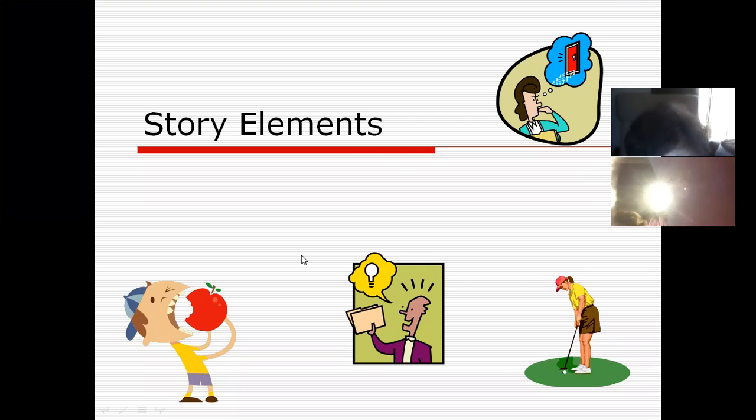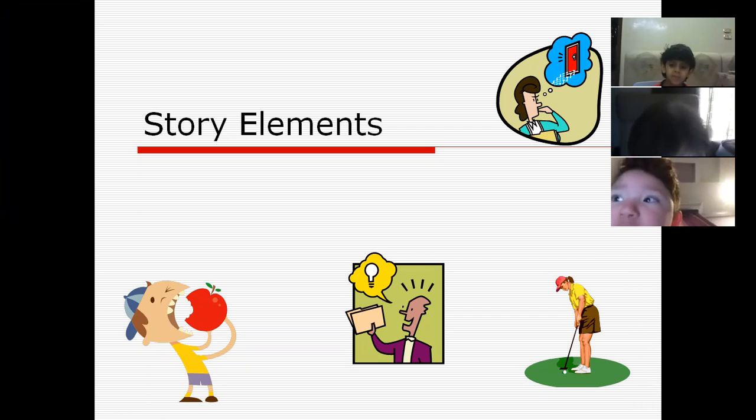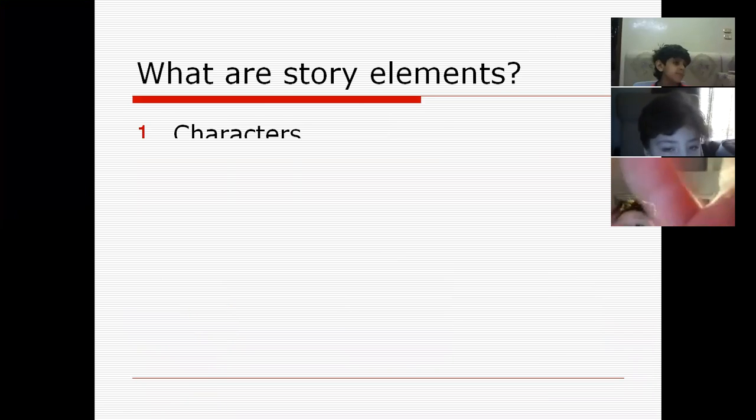Very important. Grade 2. What are the story elements? They are characters, setting, plot. Okay, and the theme of the story, and sometimes we can say the conflict and resolution, or the problem and the solution.